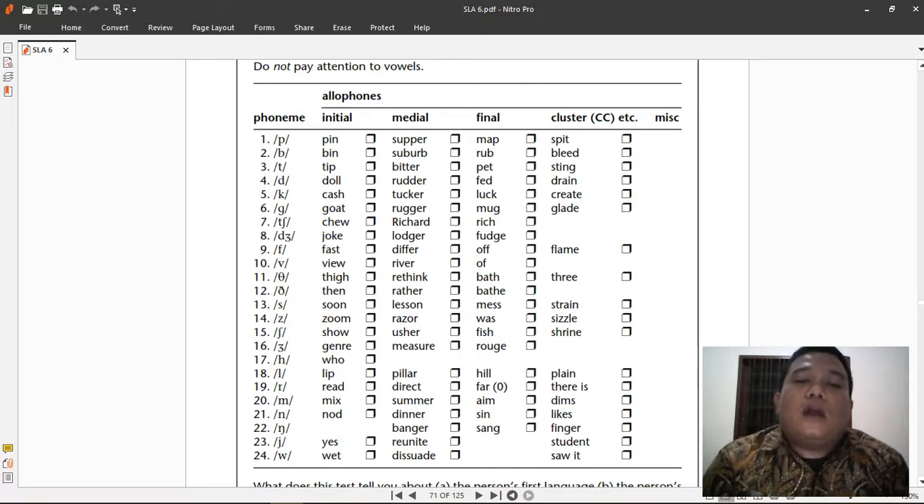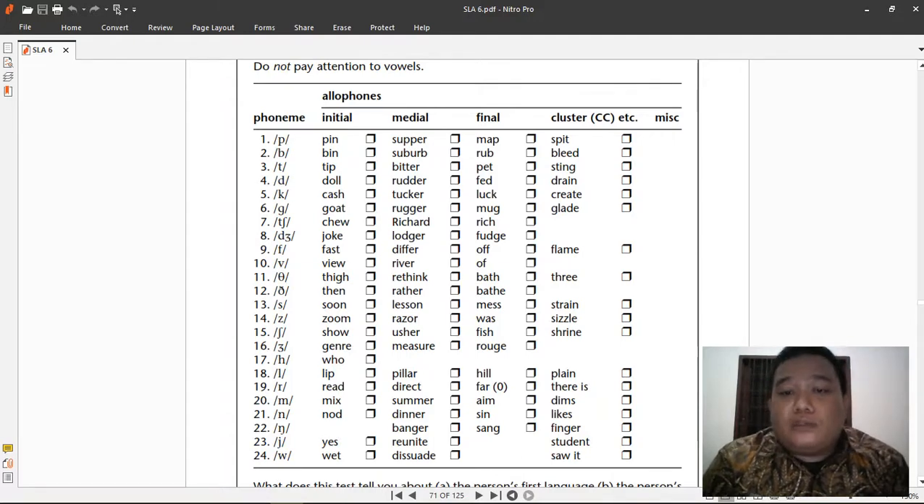And then luck, muck, rich, fuge, off, okay? And then bath, bat, mess, was. It's a z, was, fish, rod, hill, far, aim, sin, sang.